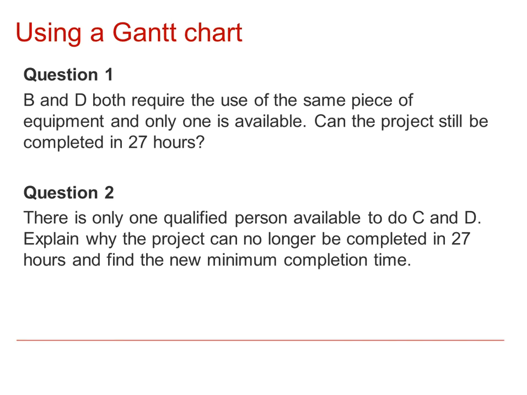In the first one, we've got a piece of equipment which is needed for both B and D, and in the second one we've got a problem with C and D where there's a qualified person needed to do both of those and can't do both at the same time, obviously. So let's consider those one at a time.